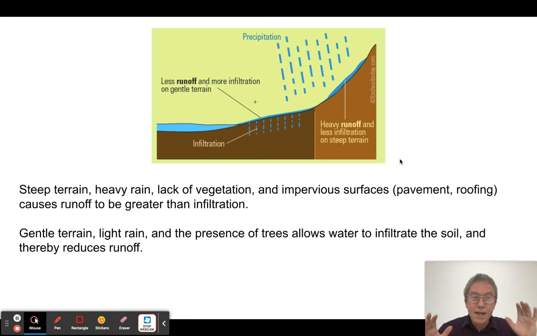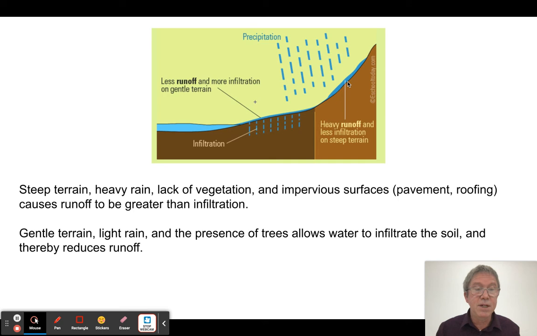So here's what determines whether or not we're going to get infiltration or runoff. All right. So basically, the things that lead to runoff are steep terrain. So when water lands on a steep surface, it starts flowing right away. There's a greater force causing it to accelerate downhill. So you're less likely to get infiltration when the ground is steep.